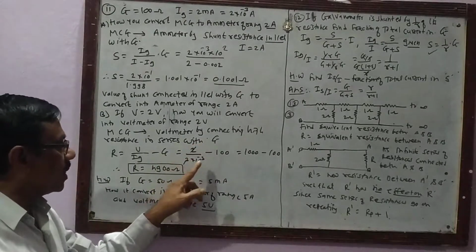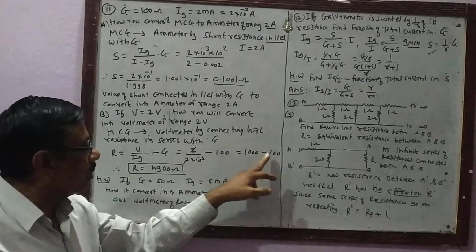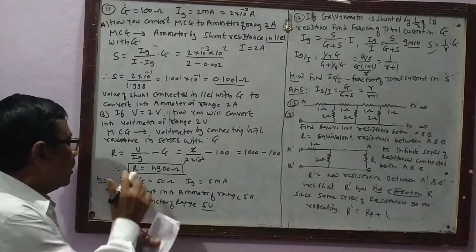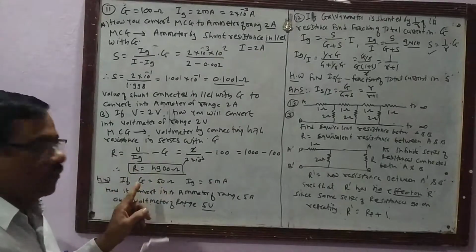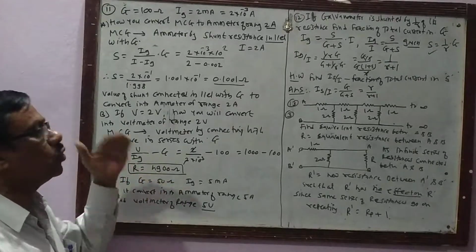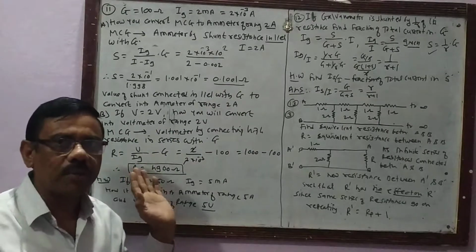Here the 2 will get cancelled in the numerator, it becomes positive, that is 1000 minus 100, and that is 900 ohm. This is the value of the high resistance which is connected in series with the galvanometer in order to convert it into a voltmeter of range 2 volt. And this is one of the important examples for 4 marks.